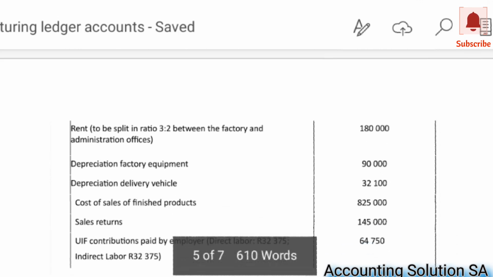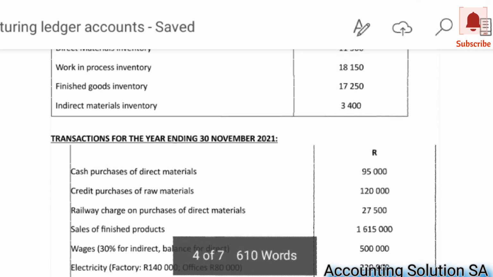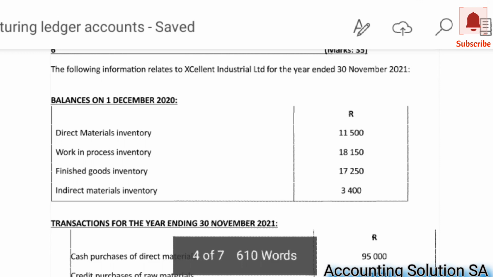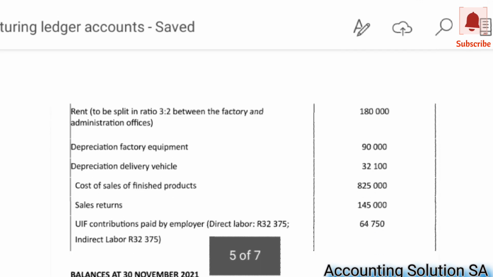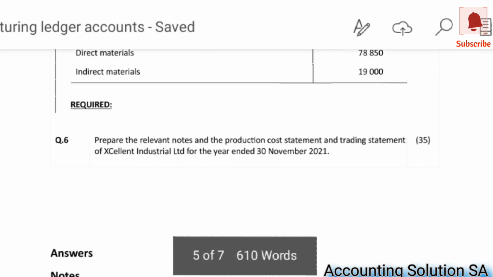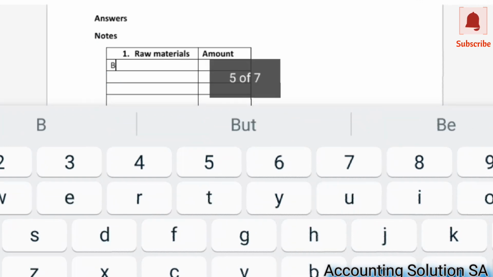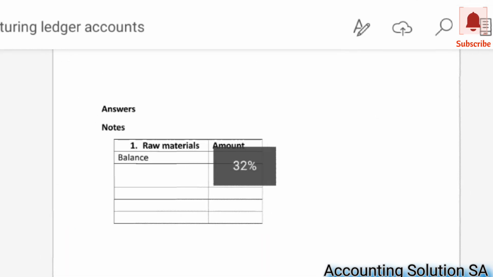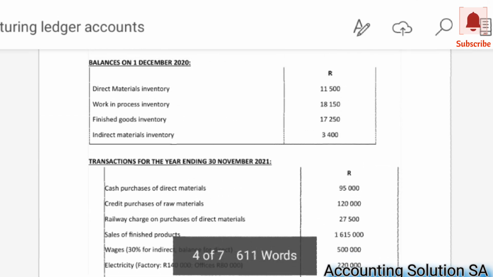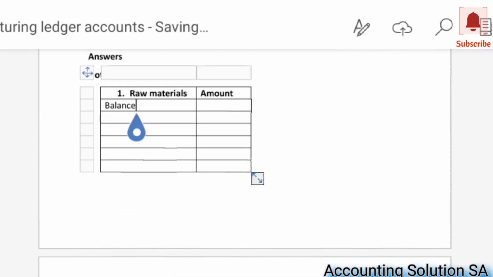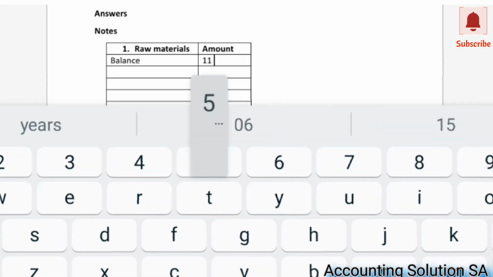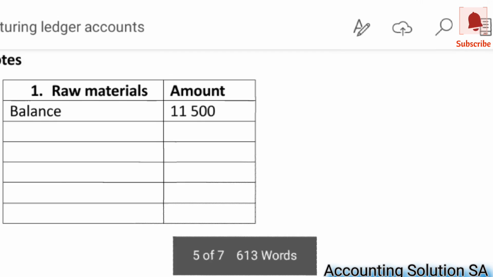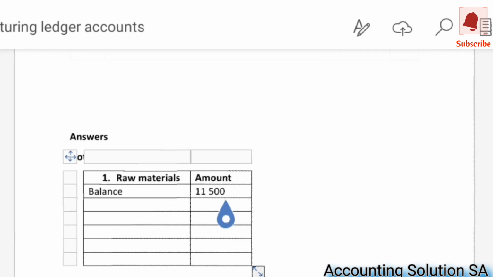All right, now let's go back to the beginning. We have raw materials that we have to prepare. The first thing, of course, is to check the balance. Opening balance is 11,500. You can just write balance and show the date that is the beginning, or you just say opening balance, that's all fine. Guys, be very careful: opening balance is always positive. Closing balance, we subtract, is negative. Take note of that, please.